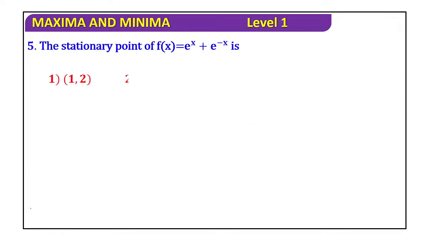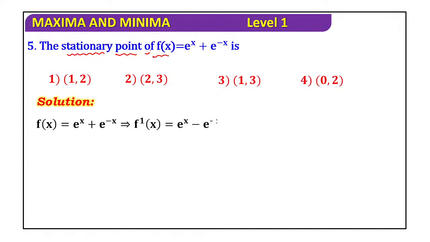So now I will go for the fifth problem. In the fifth problem, f of x equal to e power x plus e power minus x. They are asking the stationary point of f of x. Here they are not asking local maximum and local minimum. They are asking stationary point of f of x equal to e raised to x plus e raised to minus x.